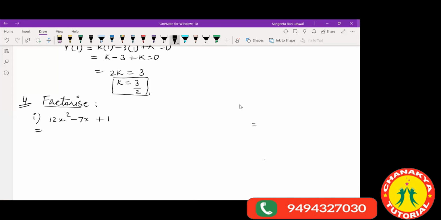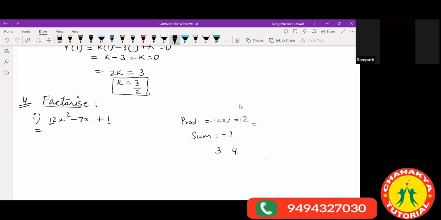Now see, we want those factors whose sum is -7 and whose product is 12 into 1, that is 12. So we want those type of numbers. Which numbers can they be? Can you think of those numbers? If I take 3 and 4, 3 into 4 gives me 12. But I have some minus sign also here. That means one of these numbers has to be negative.